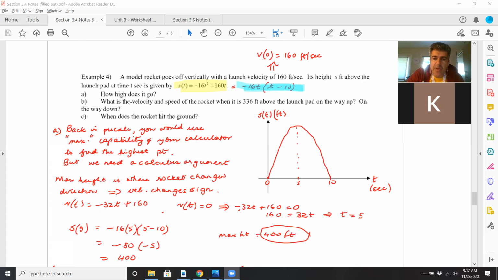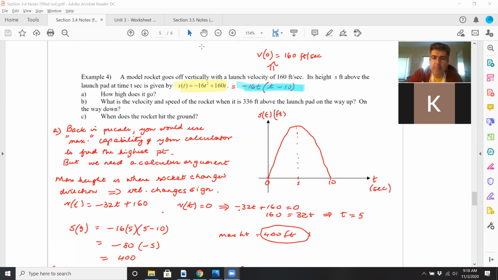So how high does it go? You don't have to use calculus for this. I would actually just factor, find the x-intercepts, and then use symmetry to find the vertex. So the vertex would be at x equals 5. Plug 5 into the original equation, and you're going to get 400. So you could just use basic algebra skills for that one. You don't have to use any calculus whatsoever. You can use calculus to determine that. We will, but you could just do that instead.